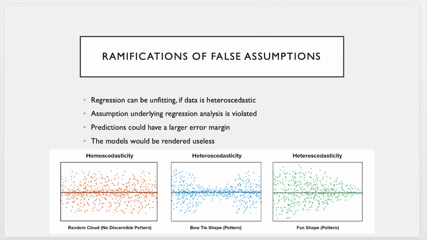So what are the ramifications of a false assumption? First of all, regression analysis could be unfitting if the data is heteroscedastic, as the assumption underlying this analysis is violated. The further predictions could have a larger error margin, which would render the model useless. Assuming a variable is homoscedastic when in reality it is heteroscedastic results in unbiased but inefficient point estimates and in biased estimates of standard errors, and may result in overestimating the goodness of a fit as measured by the Pearson coefficient.